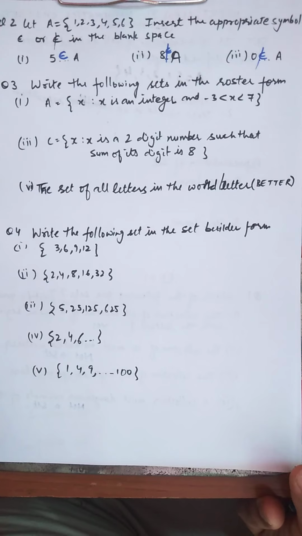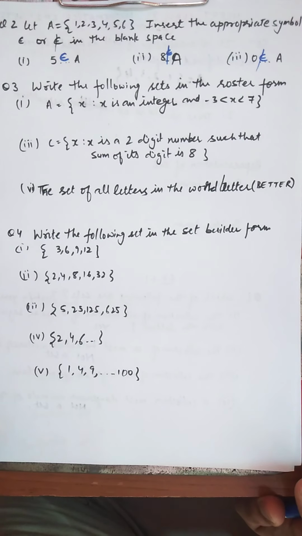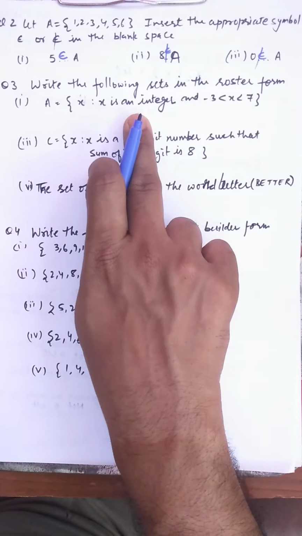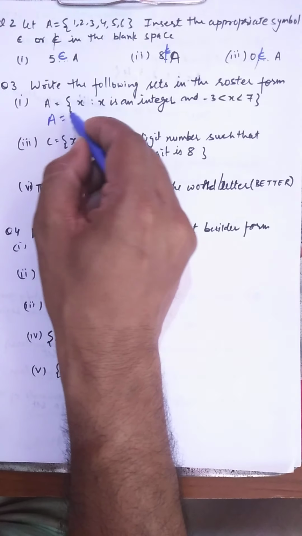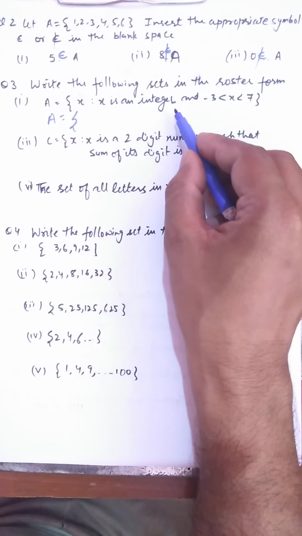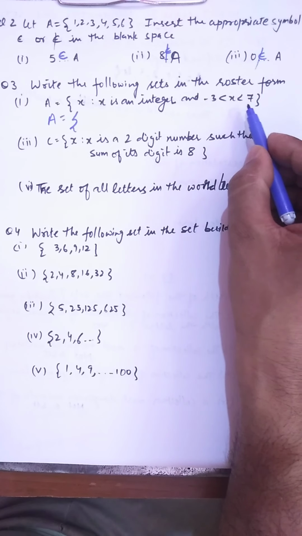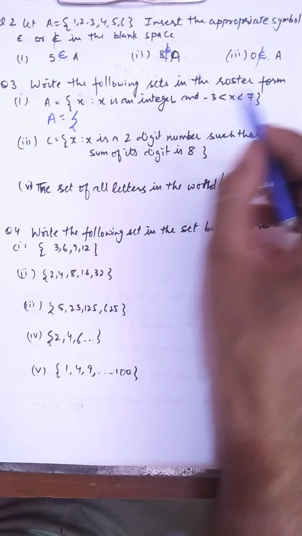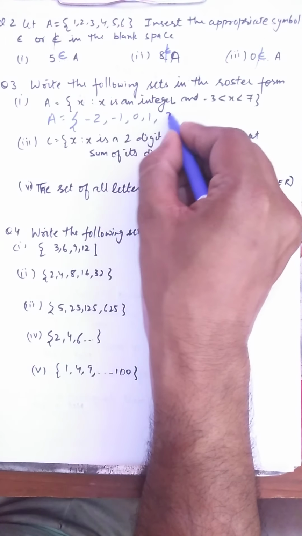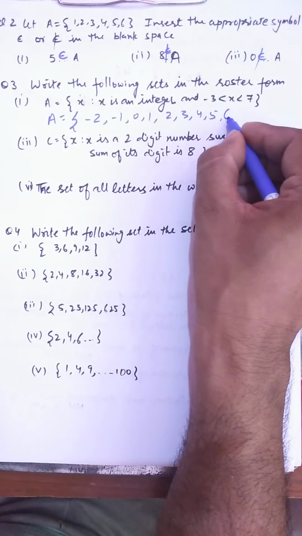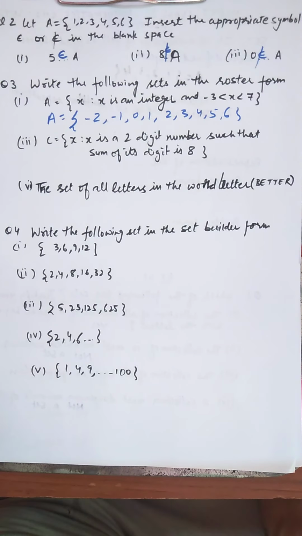Now come to question number 3. Write the following sets in the roster form. The set builder form is given, and you have to write its roster form. So read this properly and we'll write the answer. x is an integer, and it is greater than -3 and less than 7. So the list will have -2, -1, 0, 1, 2, 3, 4, 5 and 6. Here you have written all the elements uniquely, so every element can be seen very clearly. So this is the roster form.